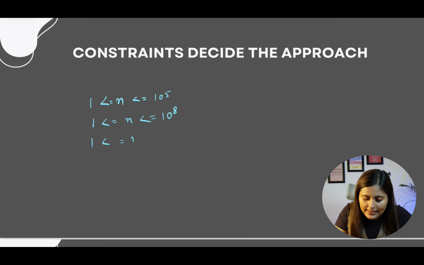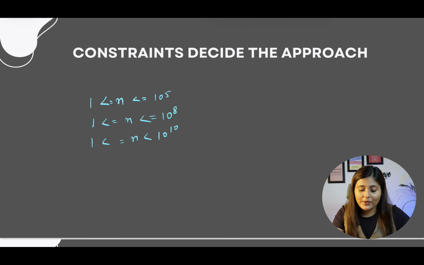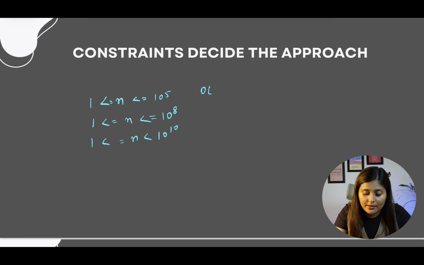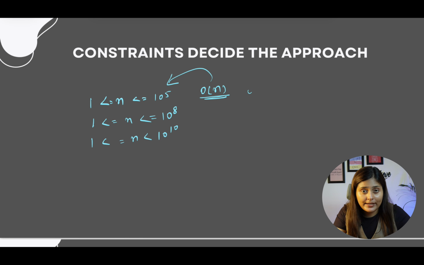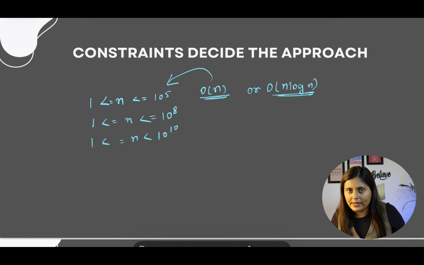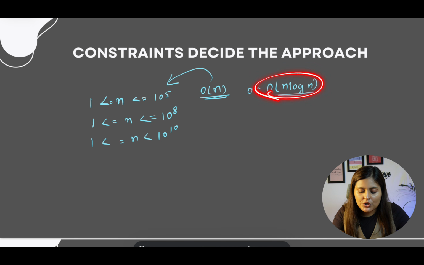Or else it can start from 1 and it can go till 10 power 10. So as you can see, if the constraint is 10 power 5, we can think of a linear approach. Linear means that it will take O of n time complexity. This can run, right? Or else we can also take n log n. I'll teach you what these types of time complexities are, but as of now, just see that n is allowed.